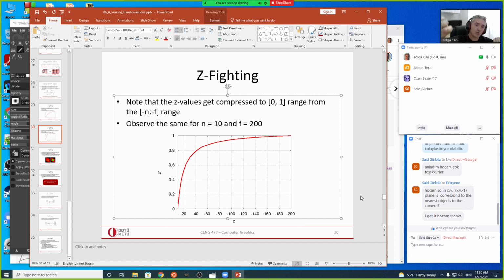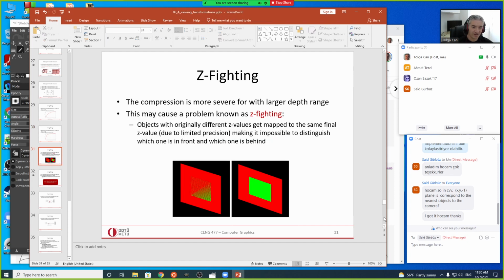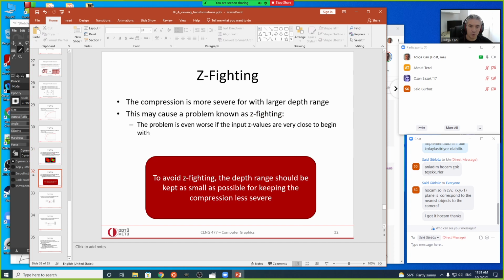Let's have the far plane at 20,000. But when you do that, don't forget that for things seen at a distance, you will see this z fighting effect a lot. So try to limit the difference between near and far planes practically when you're designing games. Okay, so this is exactly repeating what we said. To avoid that, the depth range between near and far planes should be kept as small as possible to keep this compression less severe.